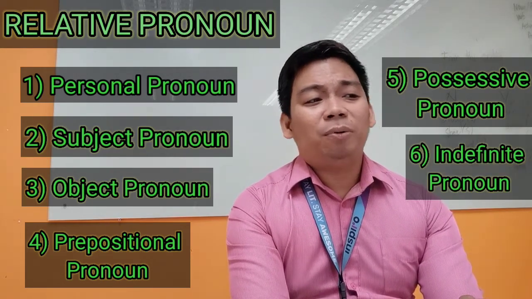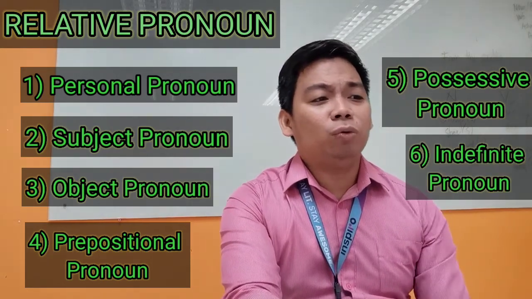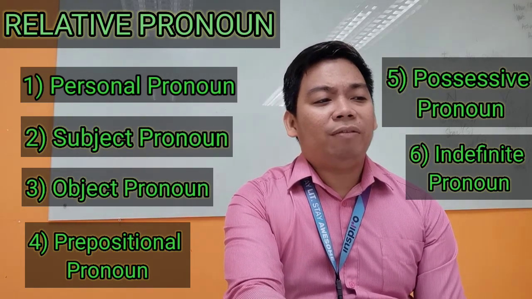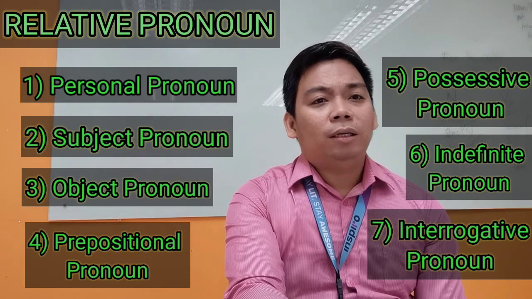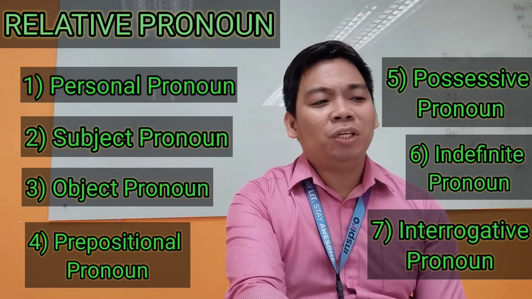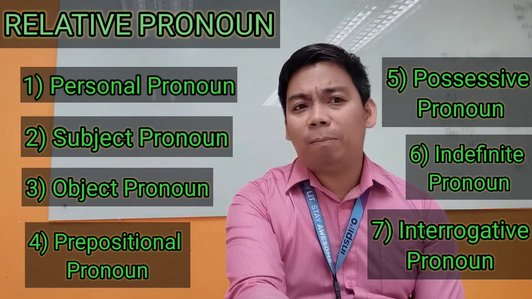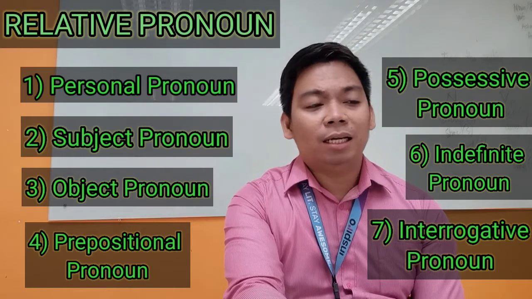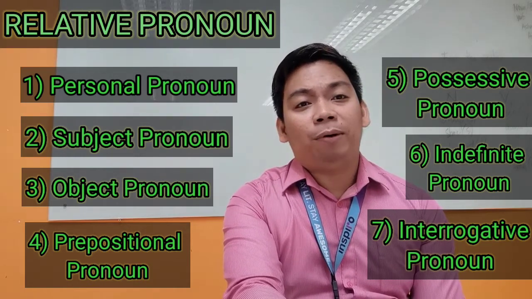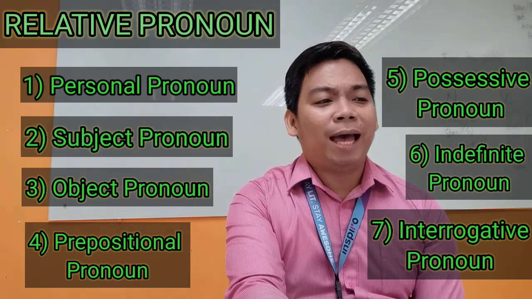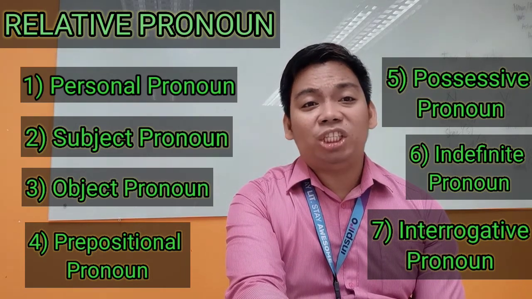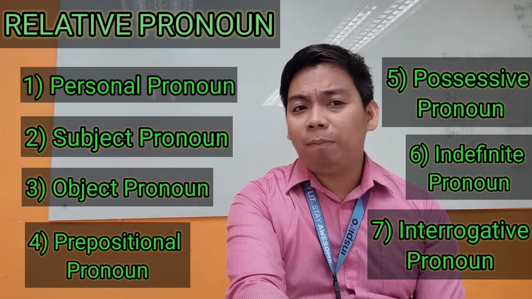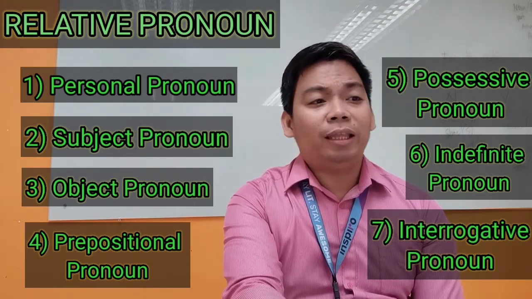Then we also have the indefinite pronoun. Indefinite pronouns refer to general categories of people or things. Then we have interrogative pronouns, which ask which person or thing is meant. For example, who did that? You're asking which person or thing is meant. And we also have the relative pronoun, which refers back to people or things previously mentioned. For example, people who smoke should quit now.